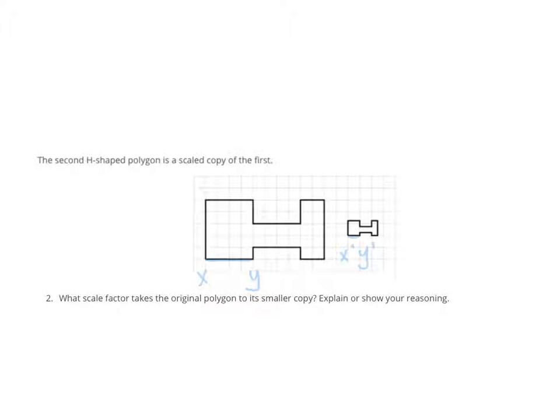The second part of the problem asks us about the scale factor and what the scale factor is to make the smaller copy. So anytime you have a scale factor that's less than 1, then you're going to shrink your original down to something smaller. So it's going to shrink it. It's going to shrink your figure. And we can see that that's what's happening here.